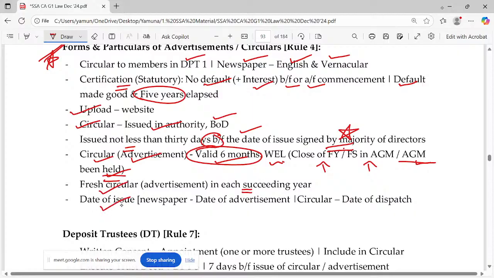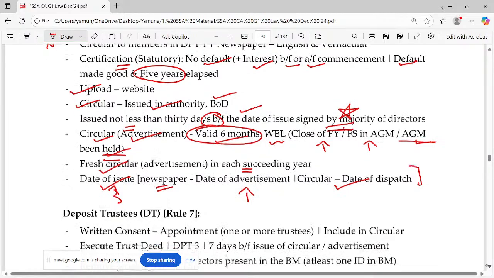And the date of issue. The validity is 6 months, and that date will be considered with respect to the date of issue. So the date of issue is the date of advertisement in the newspaper, or in case you are giving a circular, the date of dispatch.